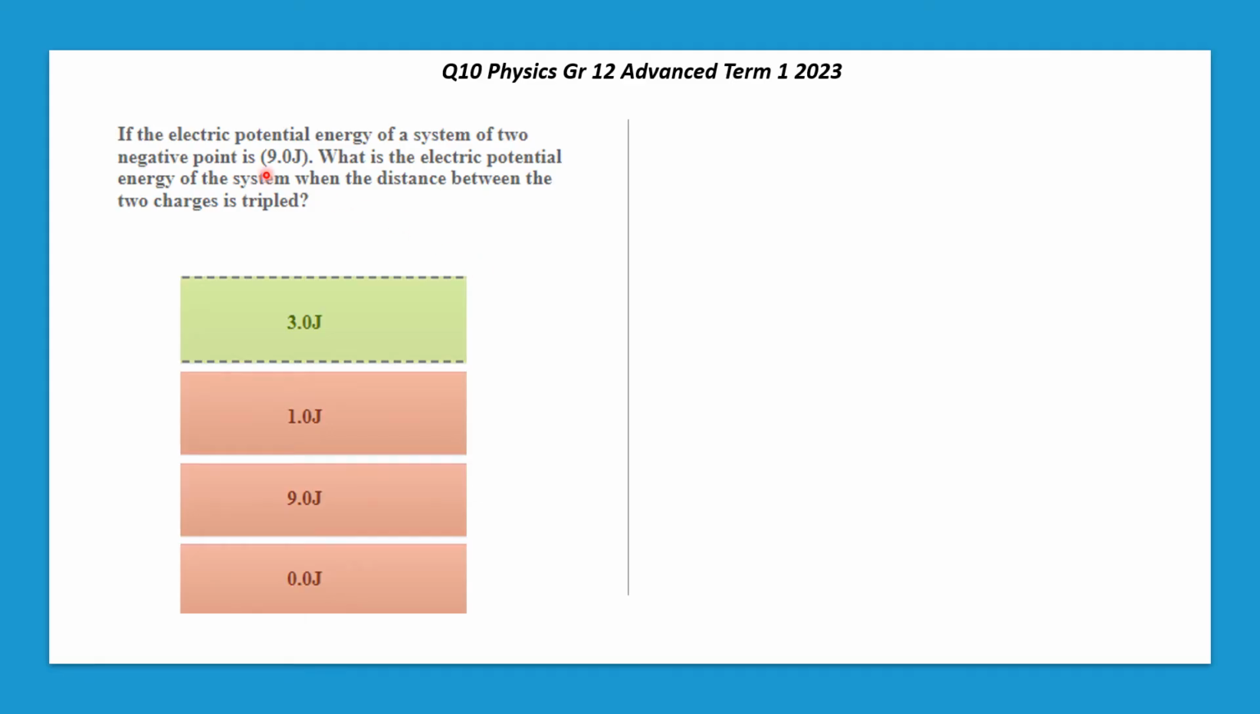Here with question 10, the electric potential energy of a system of two negative point charges is 9 joule. What is the electric potential energy of the system when the distance between the two charges is tripled? So here in this question we are tripling the distance. That's the equation that we'll base our answer on. The energy created by the charges is equal to Q1 multiplied by Q2 over the distance.